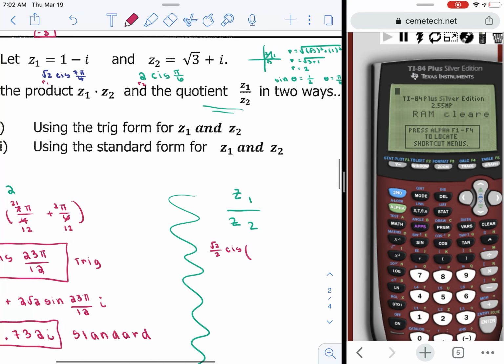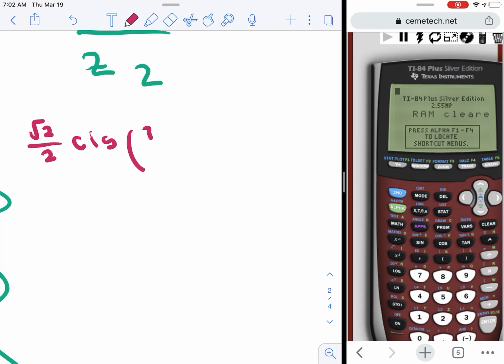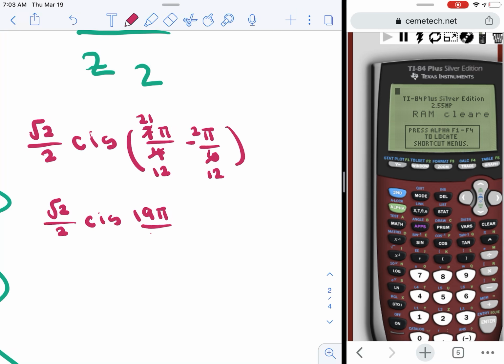So if you're subtracting the angles, we now have 7 pi over 4 minus pi over 6. We had already converted these, but again, just 12: this was 21 over 12, and this was 2 over 12. So when we subtract them, we're going to get root 2 over 2 cis 19 pi over 12. And that would be our trig form.